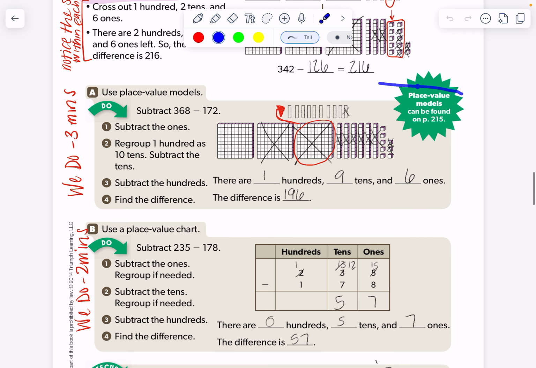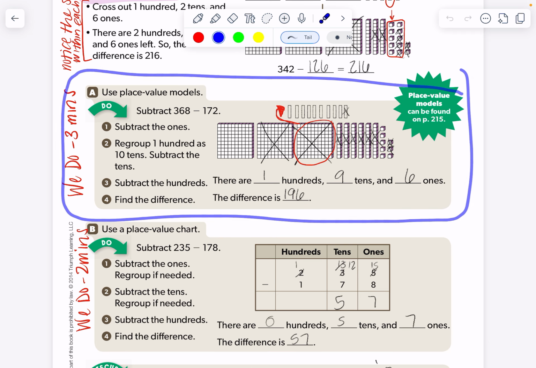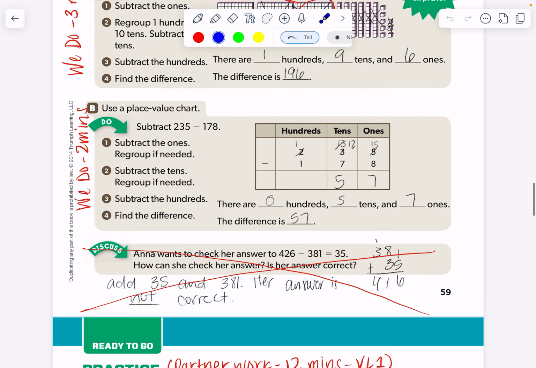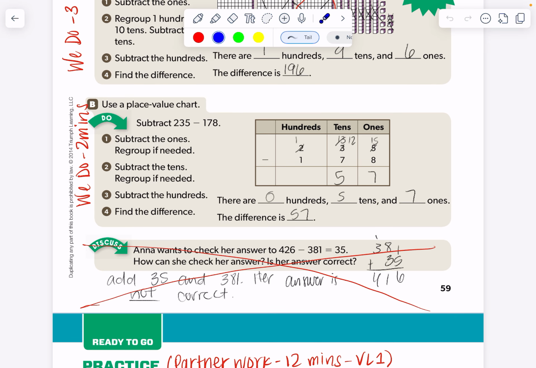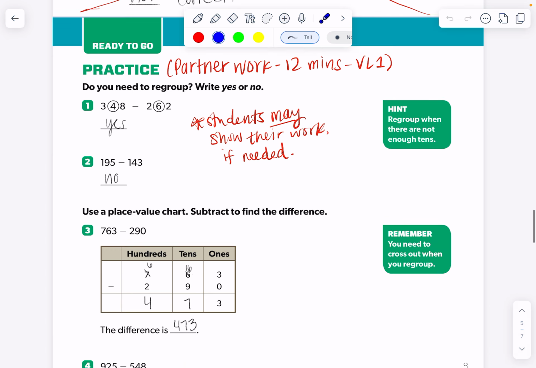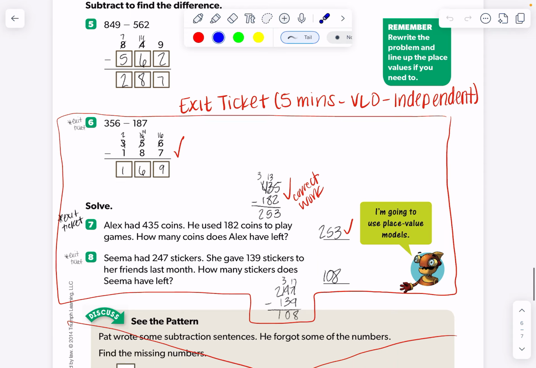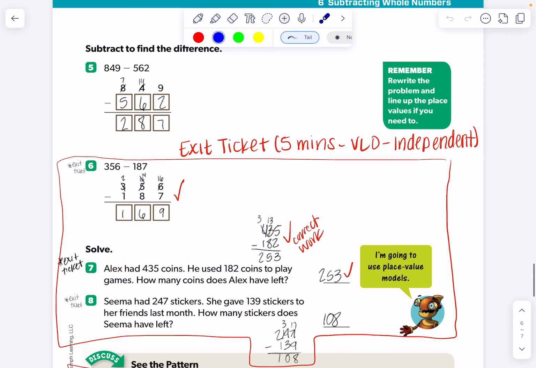From there, students are going to work with you on using those place value models to subtract before attempting to use the place value chart to help them subtract. From there, students will work about 12 minutes with a partner at a volume level 1 on questions 1 through 5 before working on their exit ticket.